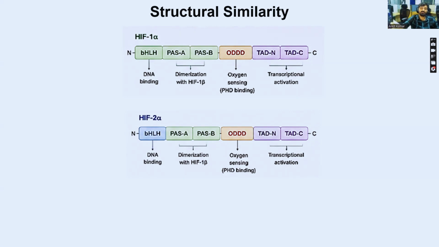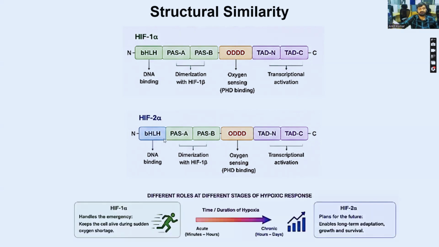As I've told you, if there is acute hypoxia, then only HIF-1 alpha will get expressed, and if there is prolonged hypoxia or chronic hypoxia, then only HIF-2 alpha will get expressed, right? So when we talk about HIF-1 alpha and HIF-2 alpha, we have already seen that they have different roles at different stages of a hypoxia response. HIF-1 alpha handles the emergency. It keeps the cells alive during the sudden oxygen shortage.